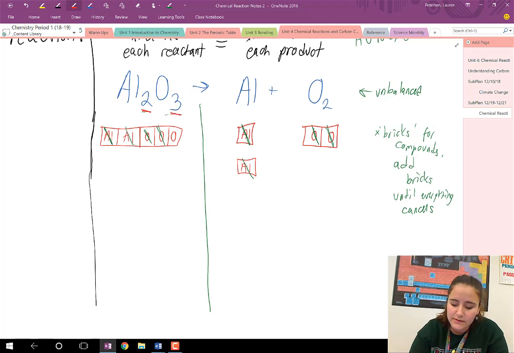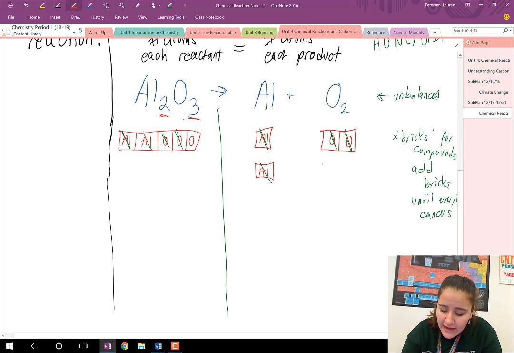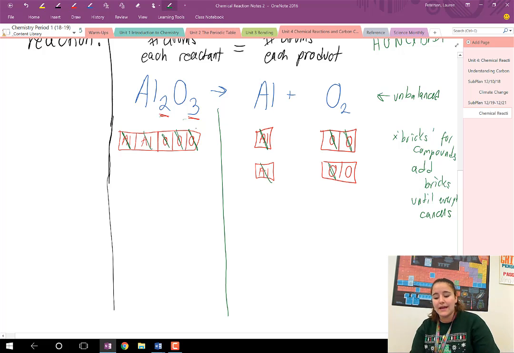But now notice the problem. I don't have any O bricks. I don't have an O brick just by itself. I only have O2. So I have to add a whole other O2. But notice, cool, that cancels out that one. But now I still have another oxygen left over on this side.